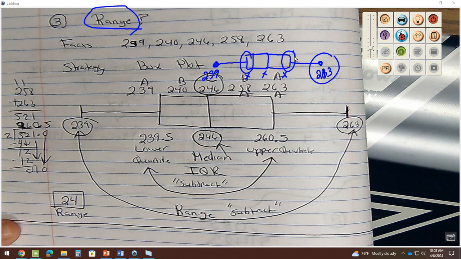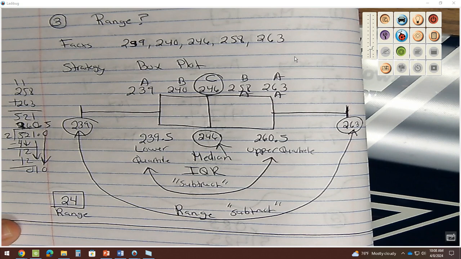So listen again. If this was a STAR test, I would not find everything. I would just quickly draw my box, and I don't care about the median, the lower quartile, or the upper quartile, because they're just asking me for the range. When you see the word range, you should think of the whiskers.